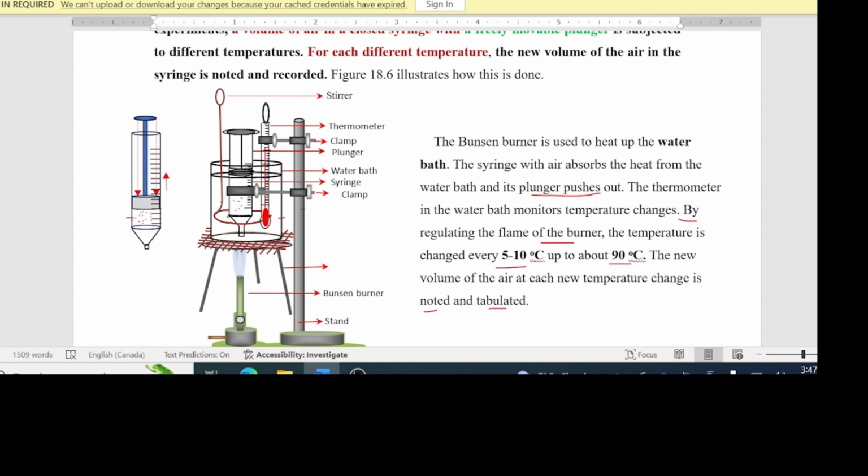For example, if the initial temperature of the water bath is at 25 degrees Celsius, the volume of air within the syringe is noted and tabulated. The water in the water bath is subsequently heated to a temperature 5 degrees higher than this, 30 degrees, and maintained at this same temperature for some time to allow the air in the syringe to attain this new temperature. After this, the new volume of the air in the syringe is noted. This process is repeated for several other 5-degree temperature changes.